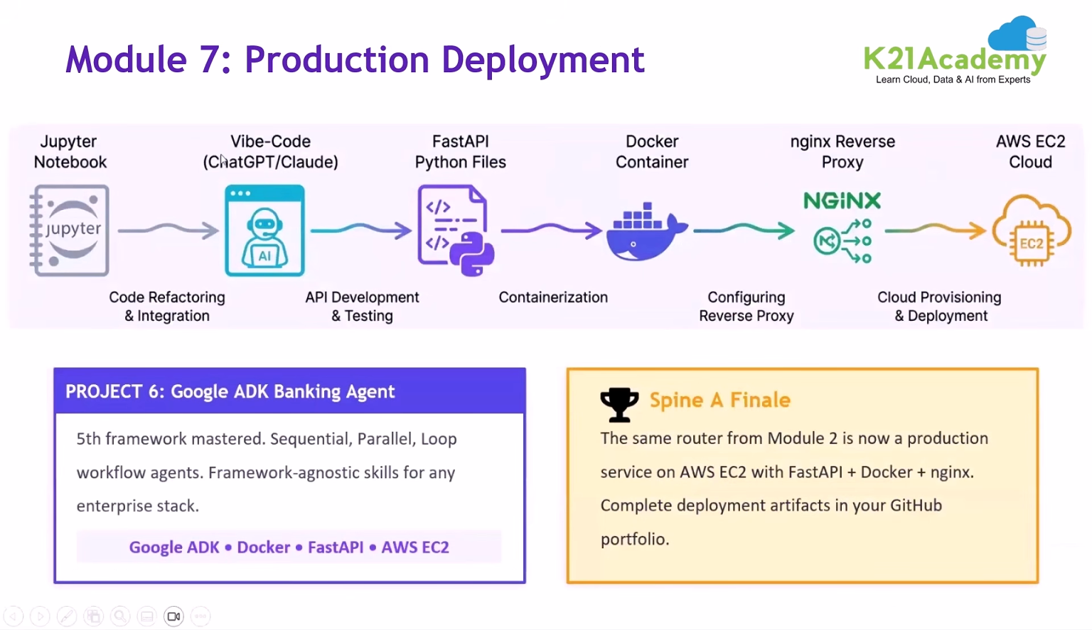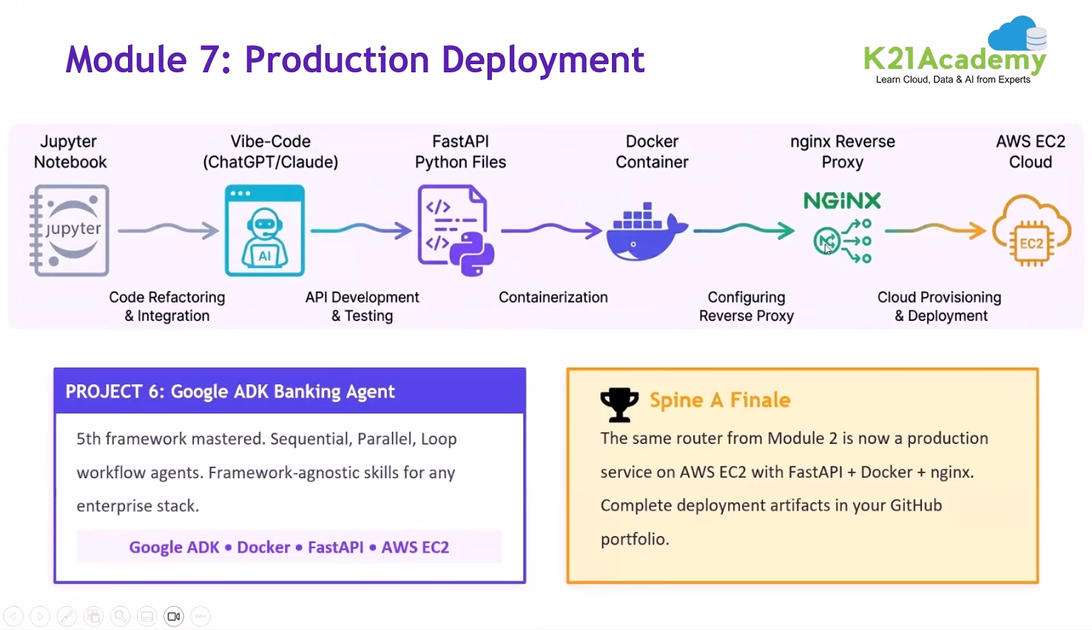And that is module 6, and now is module 7, where the sixth project is on Google ADK, the Agent Development Kit, and we'll be talking about a banking agent. That will have sequential, parallel, and loop kinds of workflows. We will also deploy this agent on Docker. FastAPI will be the framework to serve these agents. There will be API endpoints created using FastAPI. The end application will be Dockerized, and then we can deploy it on EC2.